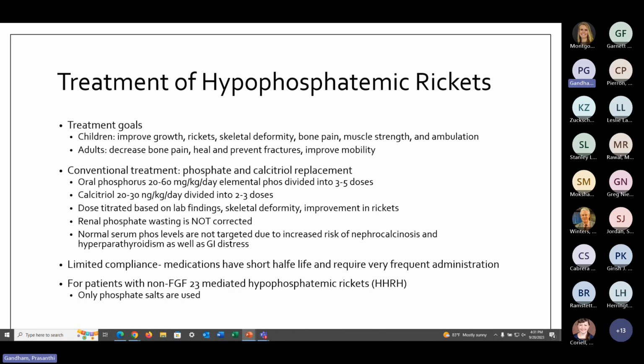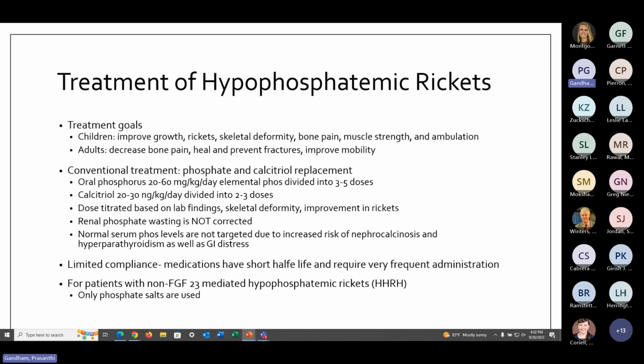Typically, you're giving oral phosphorus 20 to 60 milligrams per kilogram per day. This is elemental phos divided into 3 to 5 doses. As you can imagine, adherence to this regimen would be quite difficult for a lot of families and individuals. We also are giving calcitriol 20 to 30 nanograms per kilo per day divided into 2 to 3 doses.